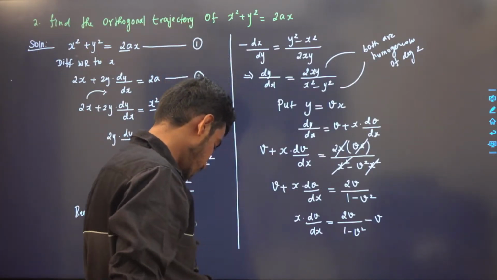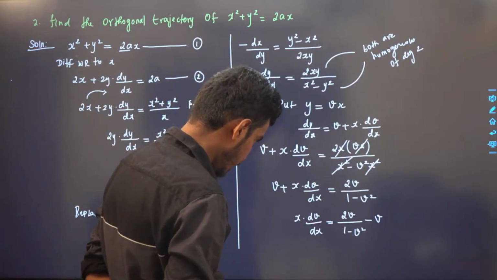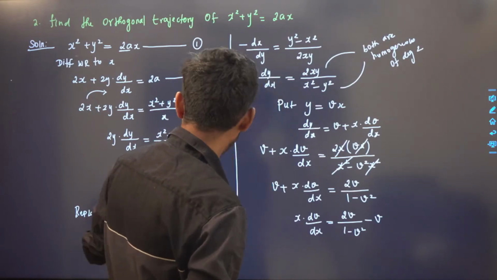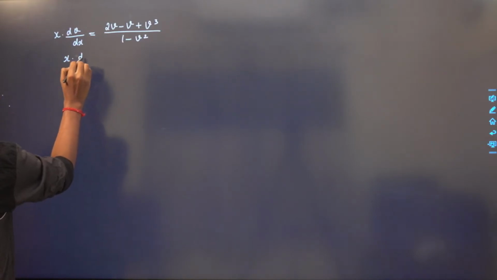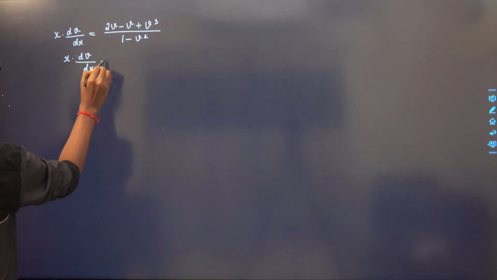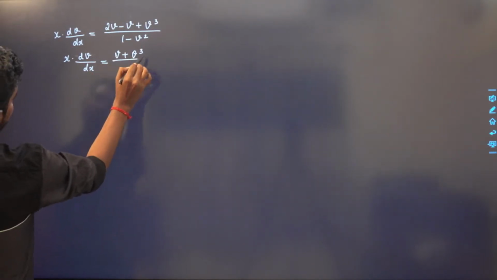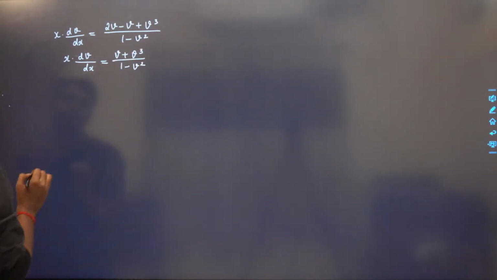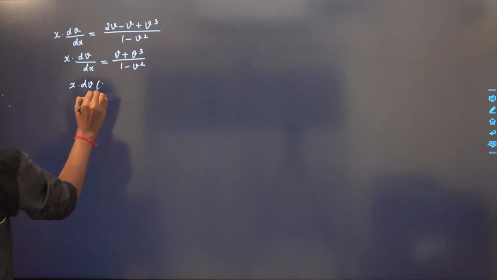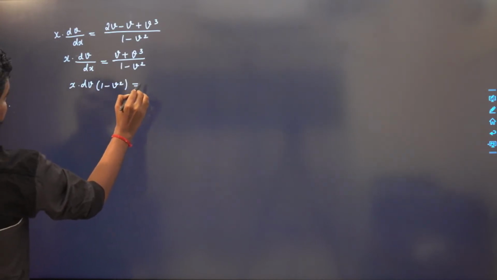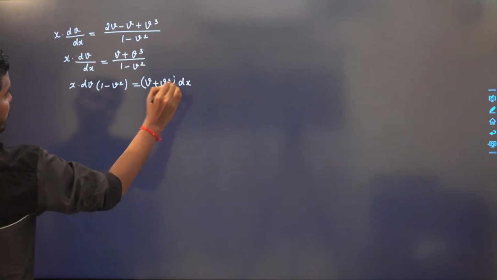1 minus v square, right? Okay. Now 1 minus v. Now this is x dv by dx equal to, so 2v minus v is v, so v plus v cube divided by 1 minus v square. So if I cross multiply this, we will have x dv into 1 minus v square is equal to v plus v cube into dx, right?